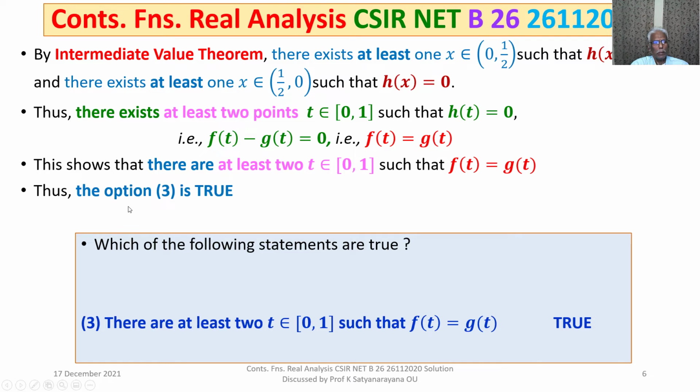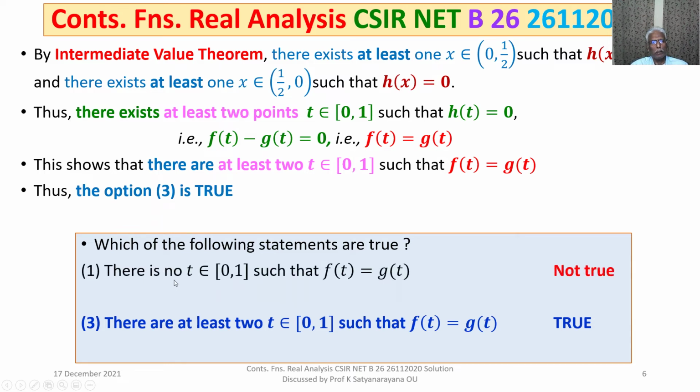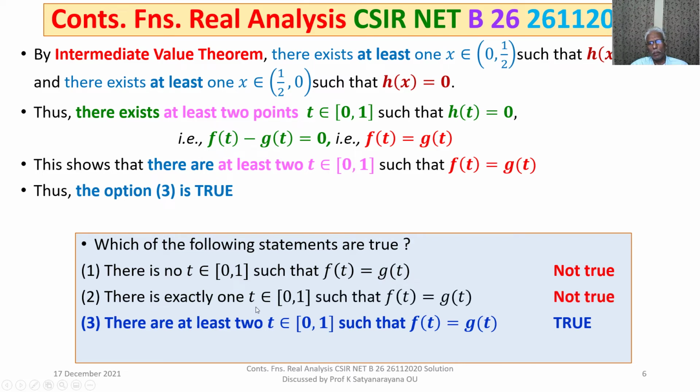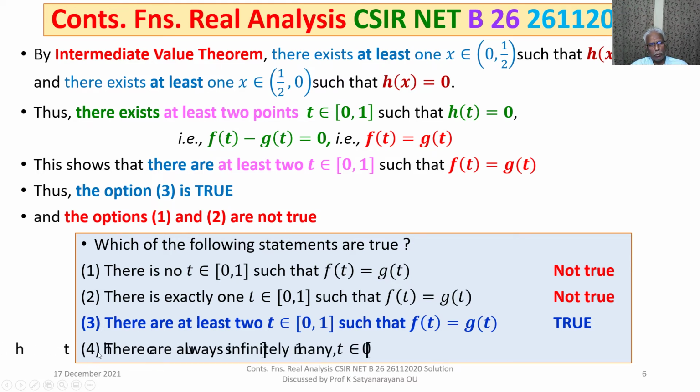And now obviously the first option is not true because there is no t such that f of t is equal to g of t. And option 2, there is exactly one t belongs to 0 to 1 such that f of t is equal to g of t, is also not true. So, options 1 and 2 are not true. We are left with the fourth option.